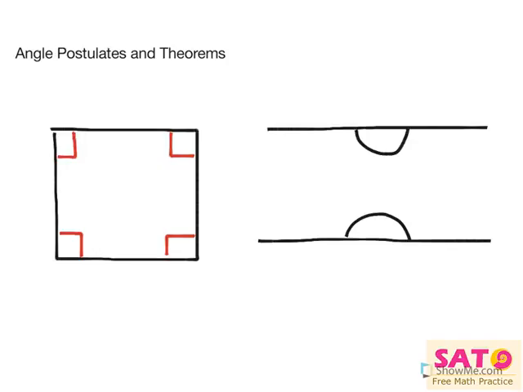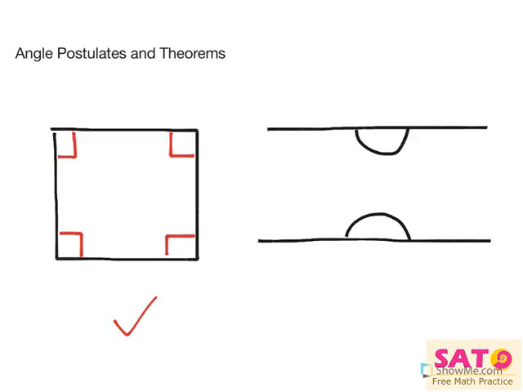Hey there! Let's talk about angle postulates and theorems related to angles. So right here we have a square, and we know that in a square each angle is 90 degrees, which is a right angle. Now, one of the first theorems or postulates we're going to cover is the right angle postulate, which says that all right angles are congruent because they're all 90 degrees. Now, that's checked, so each right angle is congruent.